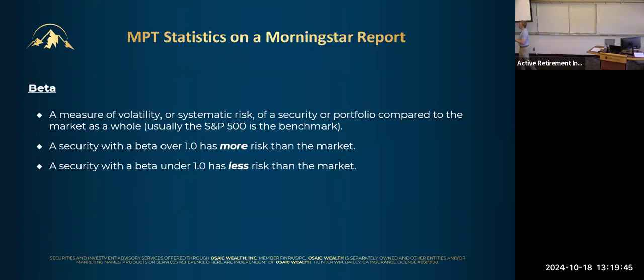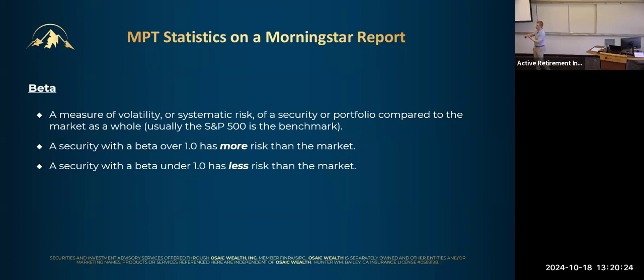A security with a beta over 1.0 has more risk than the market. It's going to move up and down more. And so if you say it's 1.5, if we see a 10% rise in the S&P, it's likely that we will see a rise close to 1.5 times that in this asset that we're comparing. A security with a beta under 1.0 has less risk than the market, which again is just referring to volatility. It's not referring to any other type of risk. It's just that market risk, that movement up and down, the systematic risk that we're looking at. Above 1.0 is more, below 1.0 is less, and about 1.0 should have roughly similar volatility.